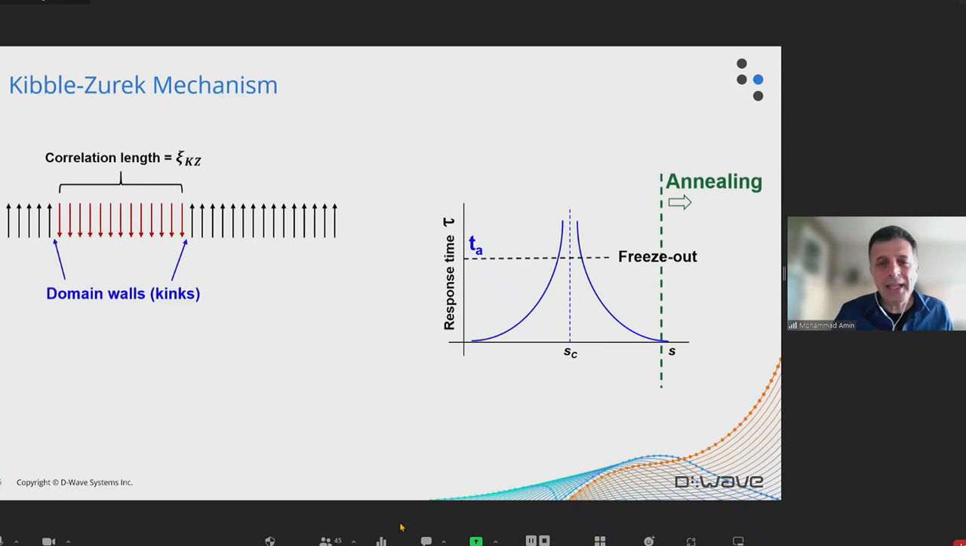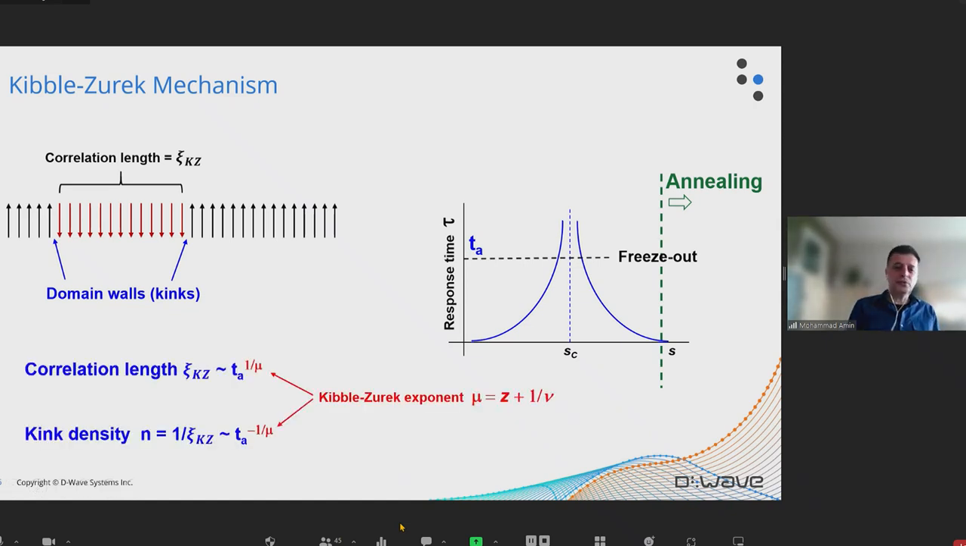So if I anneal further than this point, you see that nothing happens and the system freezes. And in the end, you get this domain in the opposite direction of the rest and the kinks in between this domain. And you would expect again that the length of this domain, or Kibble-Zurek correlation length, depends on annealing time, because the larger the annealing time, the more you allow the system to grow its correlation length. And again, that's also true. Another power law. So critical dynamics, critical phenomena is all about these power laws. And this exponent is called the Kibble-Zurek exponent.